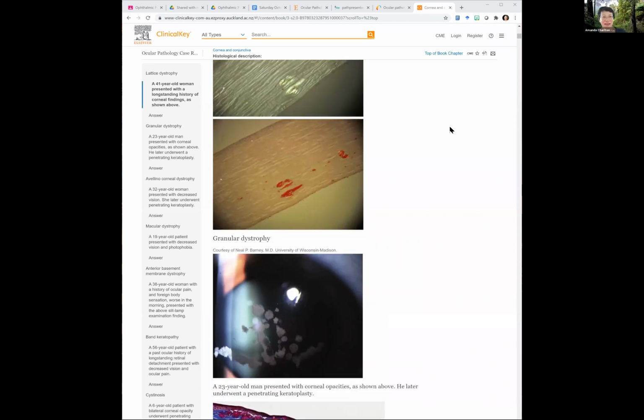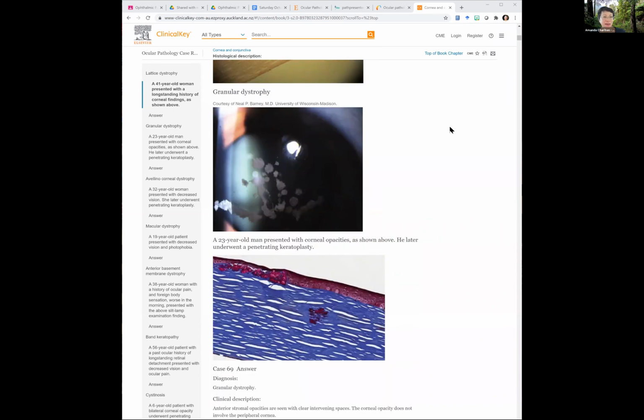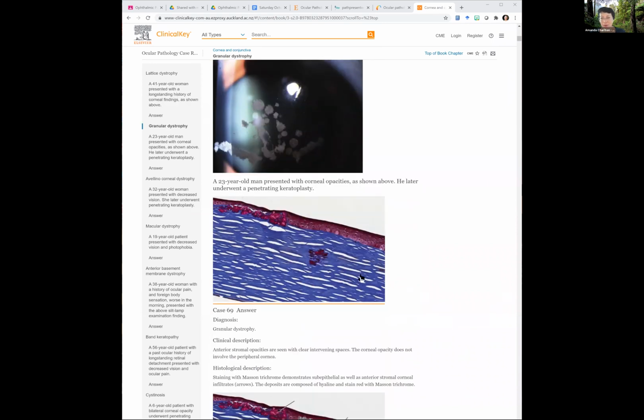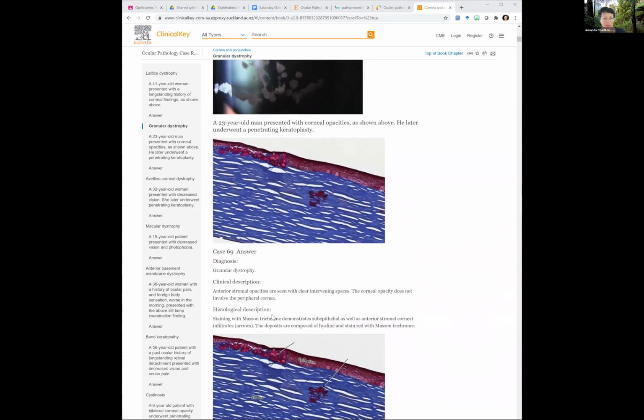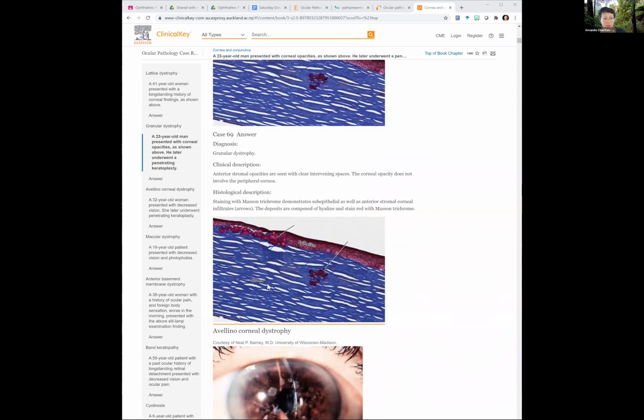Okay, so now I'm in the Ocular Pathology Case Reviews book. Today we were looking at granular dystrophy. It has one picture of clinical, one picture of pathological with the appropriate stain, about 5 lines of description, and then a labeled histo diagram. It's quite good like that.